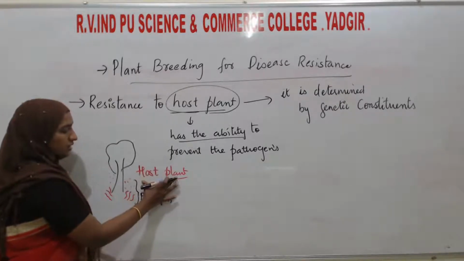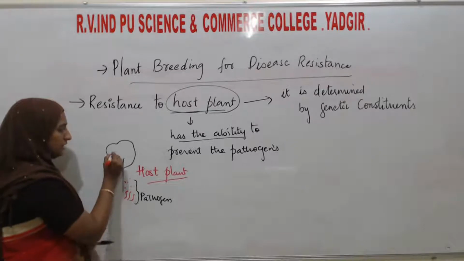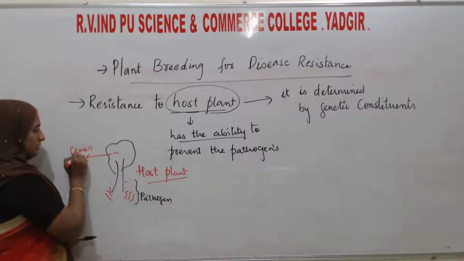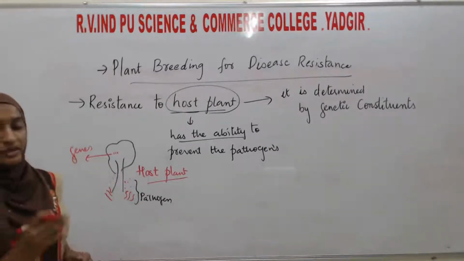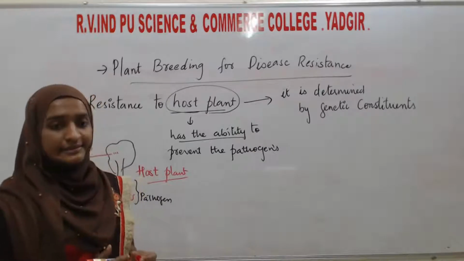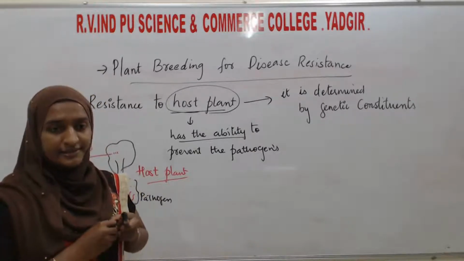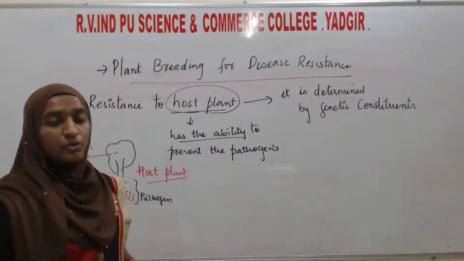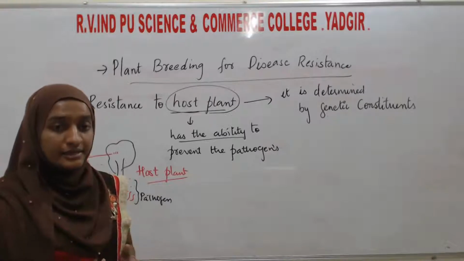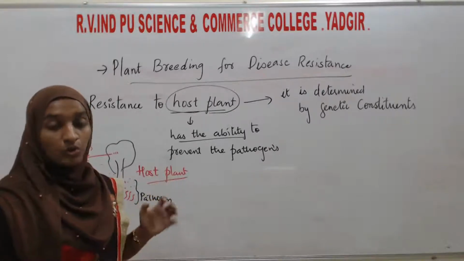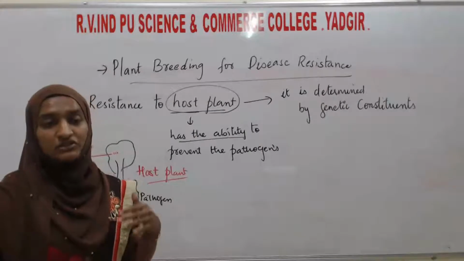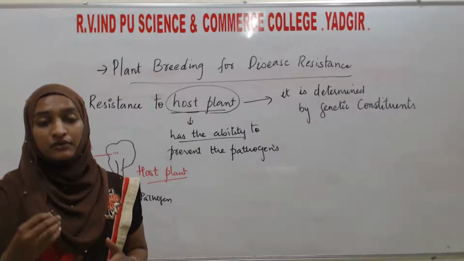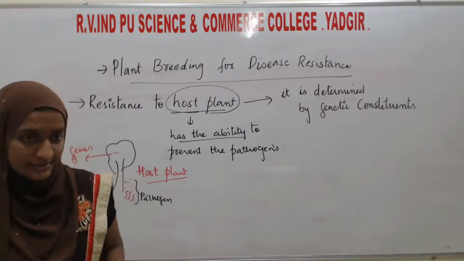So here in this host plant, there will be presence of certain genes. These are the genes. So how can we come to know that a particular host plant is disease resistant? By knowing their genetic constituents, their genes, their genetic characters, we can identify that the particular host plant is preventing the pathogens or preventing the diseases. Okay, so here they have discussed some of the fungal diseases in the plants. Let's see here.